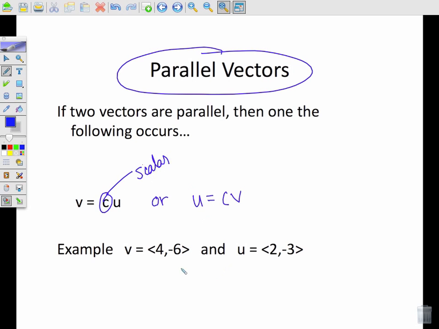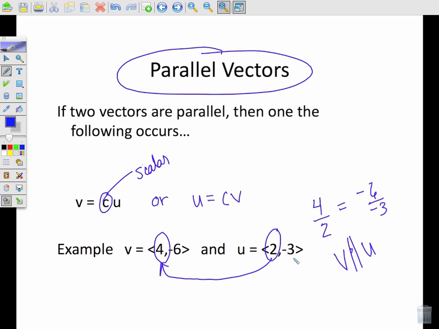So for example, if v is equal to 4, -6 and u is equal to 2, -3, the best thing for us to do is do a ratio of the x's. 4 to 2, does it equal -6 to -3? And the answer is yes. So these are parallel. V is parallel to u. You can see all you have to do is multiply u times 2 and you'll get to v, so it is a multiple of that.